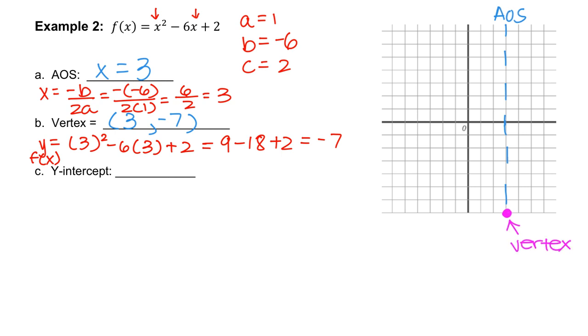So then my y-intercept is also a point, and it's always going to be 0, comma, c. So this is going to be 0, comma what? 2, from my c value. So I'm going to go over 0, up 2, and there's my y-intercept.